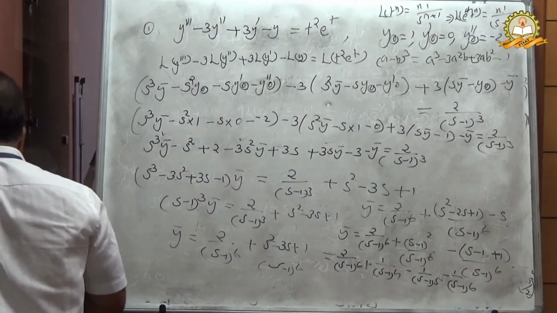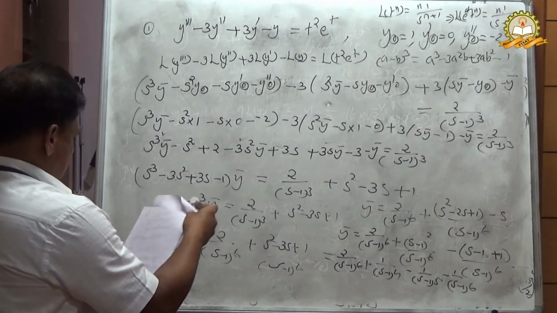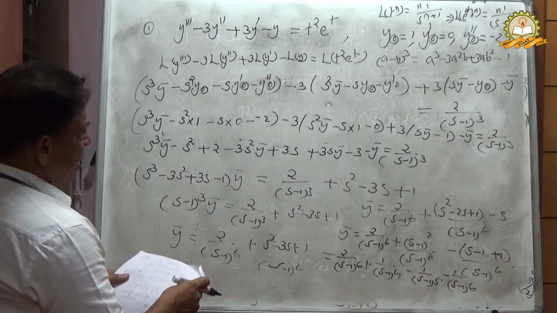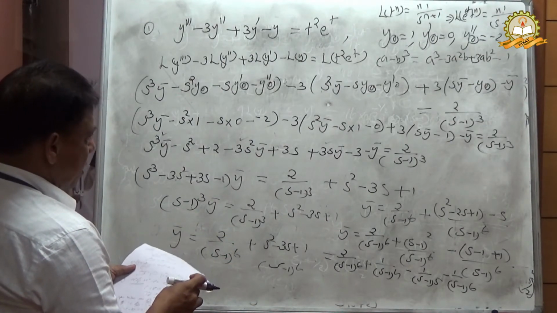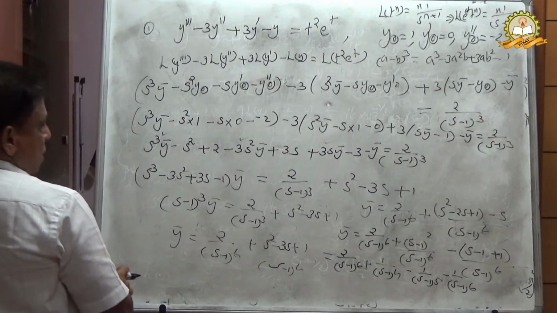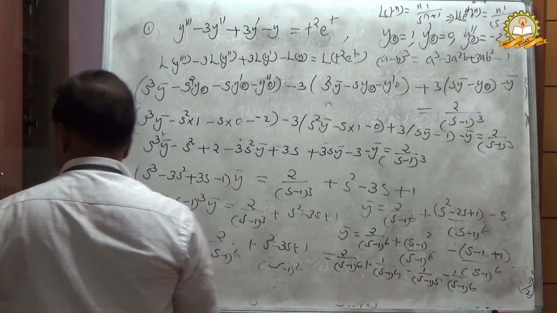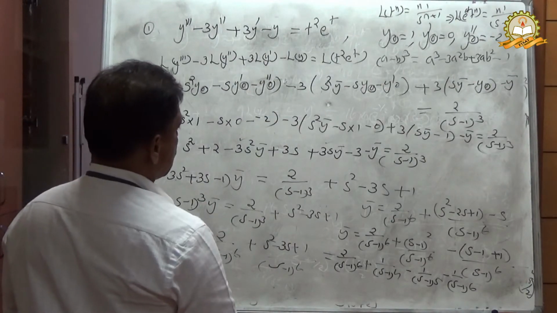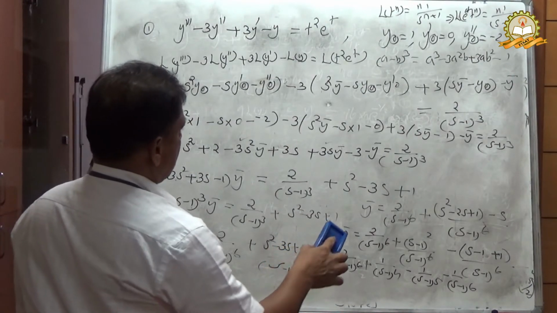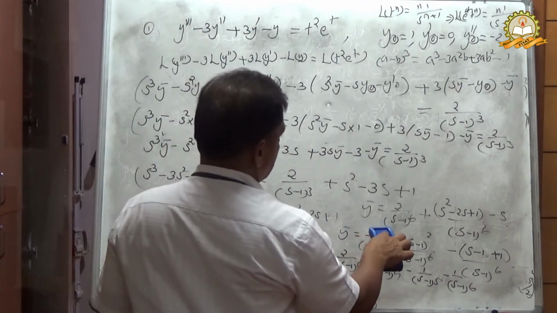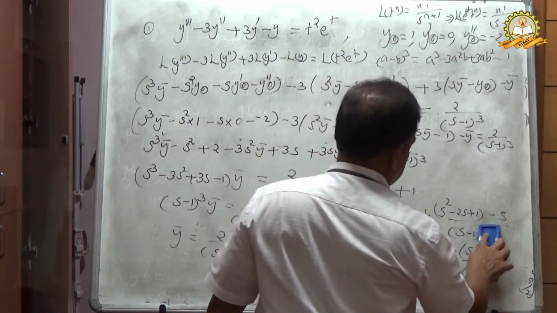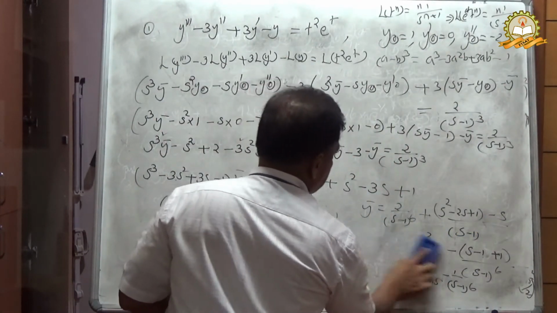Therefore, finally we reach the point 2 by (s minus 1) whole raised to 6, 1 by (s minus 1). There is a mistake here. Y bar is equal to 2 by (s minus 1) whole raised to 6, 2 by (s minus 1) whole cube, s square minus 2s plus, but there is some mistake here.